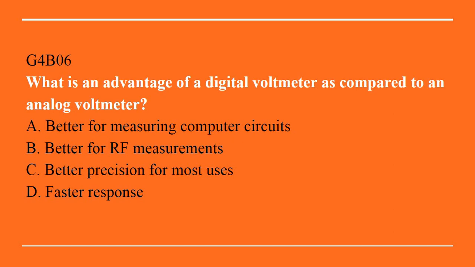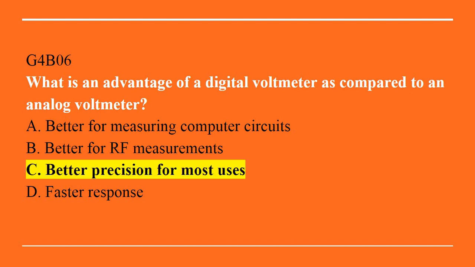G4B06, what is an advantage of a digital voltmeter as compared to an analog voltmeter? A, better for measuring computer circuits. B, better for RF measurements. C, better precision for most uses. Or D, faster response. Answer is C, better precision for most uses.